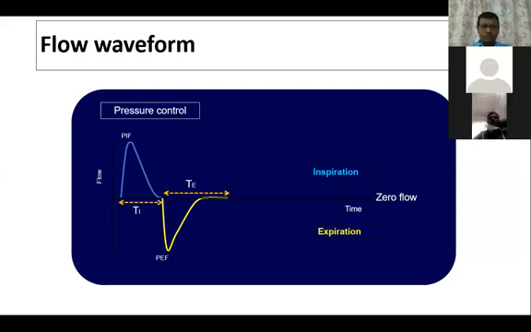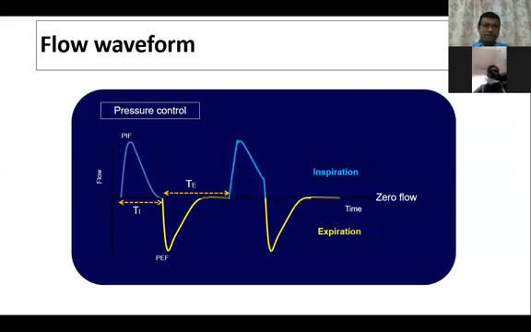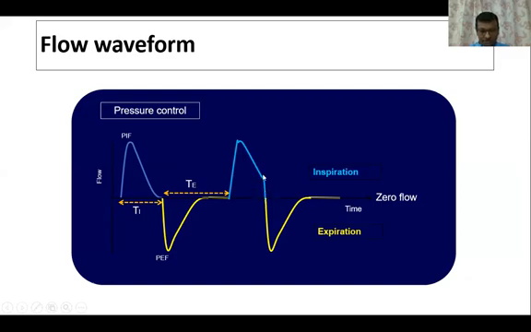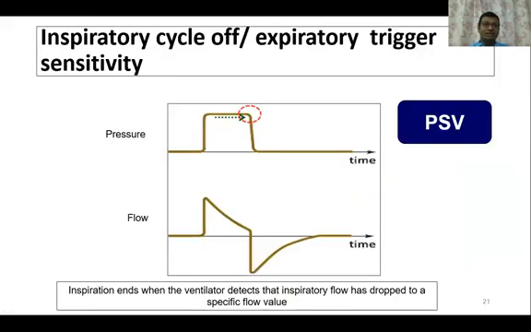So now look here, what's happening. If you can see here, the flow during the inspiration is not coming to the baseline before the ventilator cycles into the expiration. So this kind of flow waveform you will see in a pressure support mode, and this is called the inspiratory cycle off or expiratory trigger sensitivity.